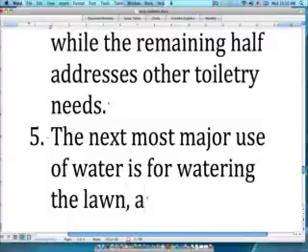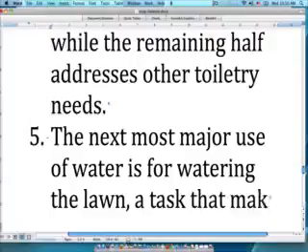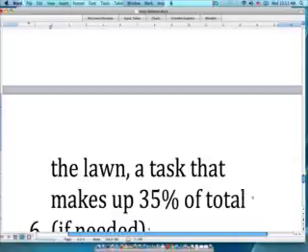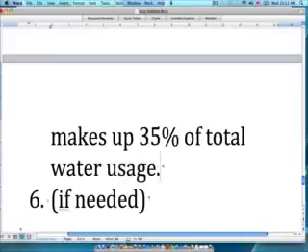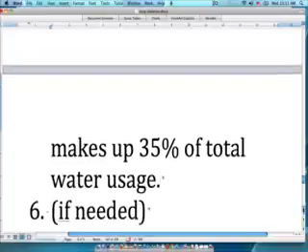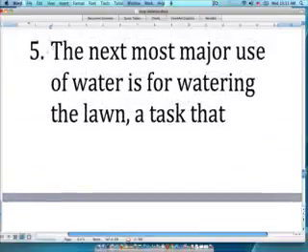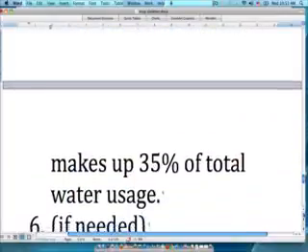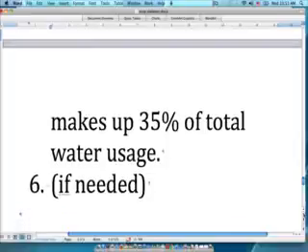And I'm just going to put in a comma, a task that makes up 35% of total water usage. Okay? The next most major, again, cohesion. When we read this, we know there was information that came before it. So this creates a sense of fluency when the reader reads this piece. The next most major use of water is for watering the lawn, a task that makes up 35% of total water usage.